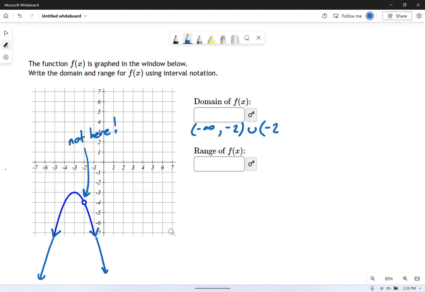So you can read that as meaning something like -1.99999, right? It's almost -2, but not quite. So we're starting at -2, and now we're going all the way out to infinity. There's no more holes. So that's how I would describe the domain of a function that has a hole in it. The range is the y values.